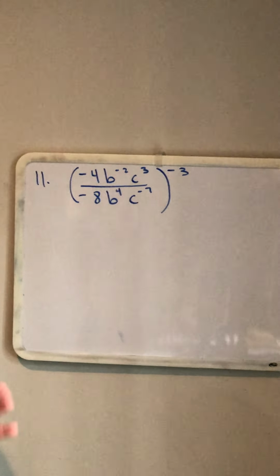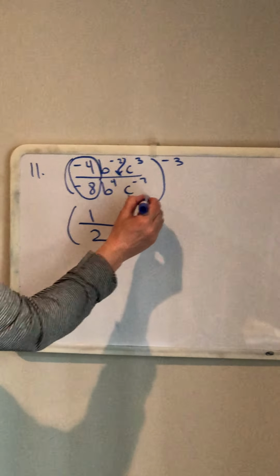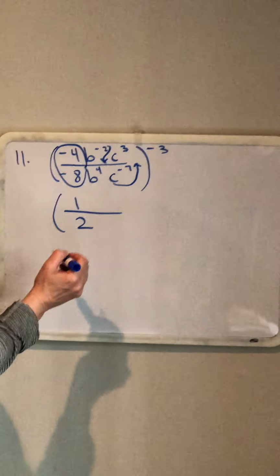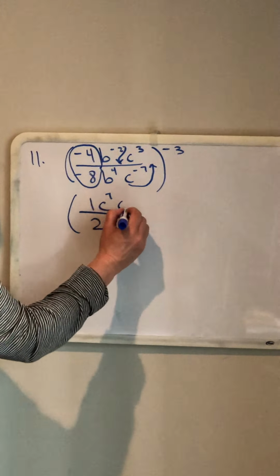So negative 4 over negative 8 is positive 1 over 2. This b to the negative 2nd needs to move down, and the c to the negative 7th needs to move up. So now in the numerator, you'll have the c to the 7th, the c to the 3rd. In the denominator, you'll have the b to the 2nd, that moved down, and the b to the 4th, that was still there. And that's still to the negative 3rd power.